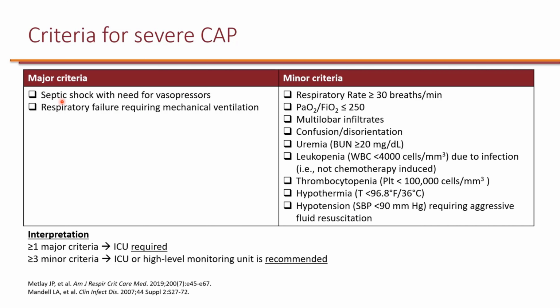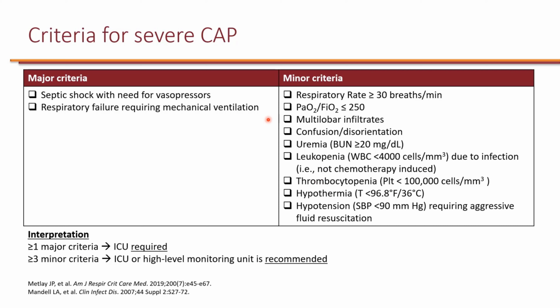So as you can see, the criteria here is septic shock with need for vasopressor. So this can only happen in the ICU. And of course, respiratory failure requiring mechanical ventilation. So both vasopressor and mechanical ventilation will require patients to be admitted to the ICU. Now, if someone has three or more minor criteria, they will also be classified as severe pneumonia. However, depending on the minor criteria, the patient may not necessarily need to be admitted to the ICU.